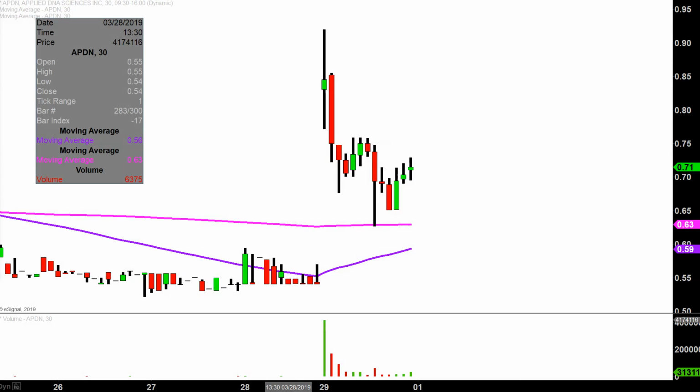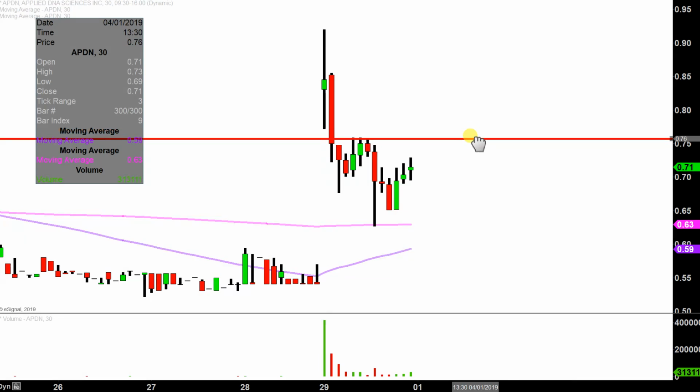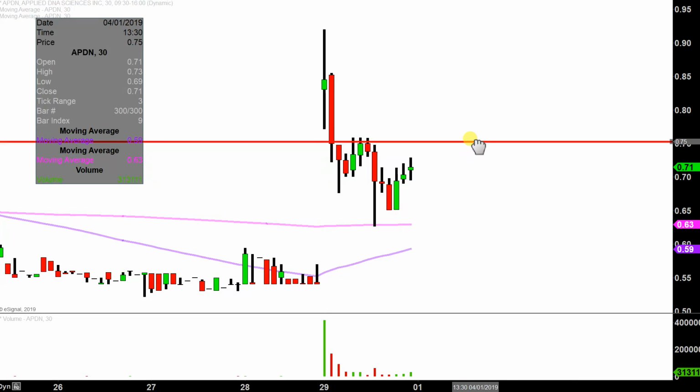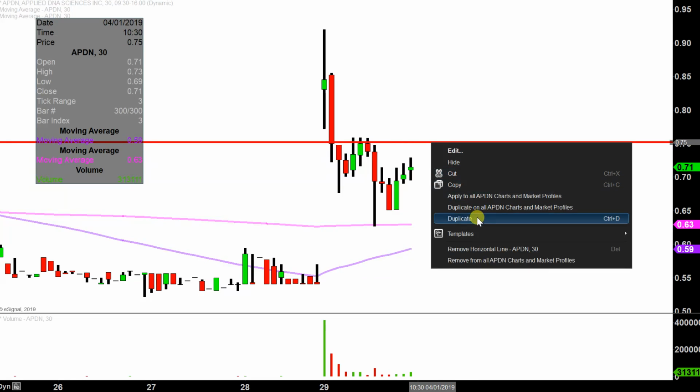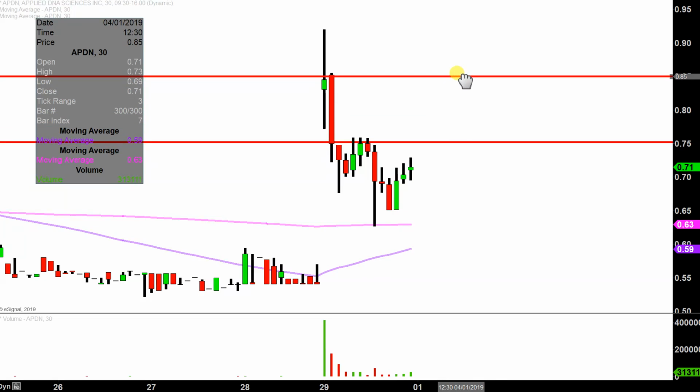Now, what about levels of resistance? Initial area of resistance going into next week, right up there at basically the 75-cent mark. If the price can push up through 75, next key level of resistance after that, up there, let's see, what are these sides? Right up there, oh, that makes it easy, 85. So 75 and 85, next couple levels of resistance going into next week.